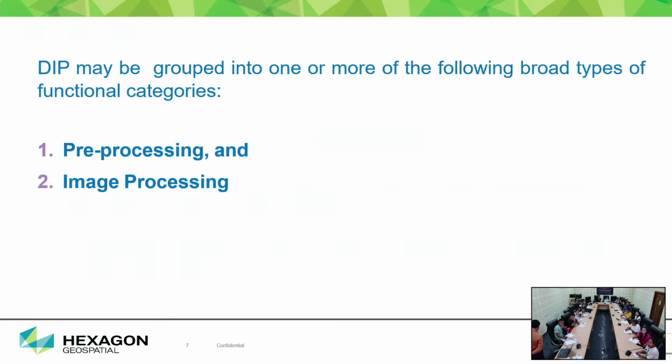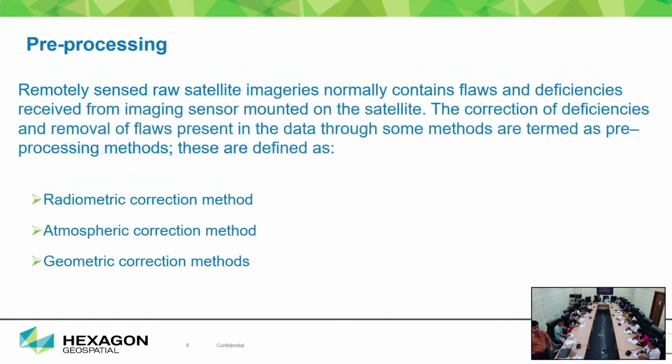Digital image processing, in the broader sense, has two types: one is pre-processing, another is image processing. Under pre-processing there are many processes, like radiometric correction, atmospheric correction and geometric correction. These points are very important. When you analyze remote sensing data, you should have some knowledge of what radiometric correction, atmospheric correction and geometric correction are, and why we need this type of correction.